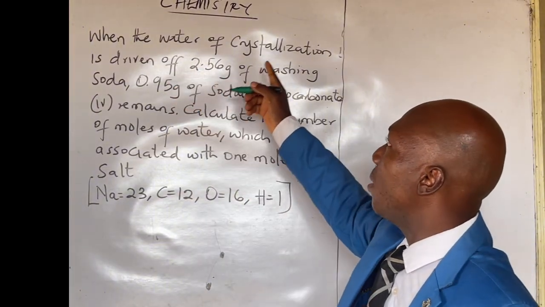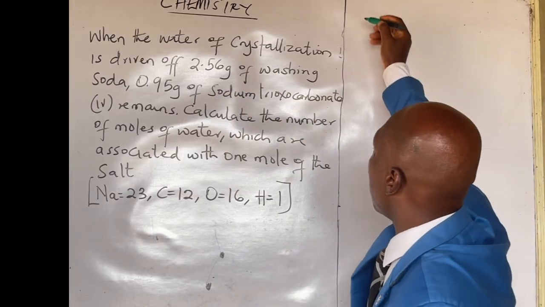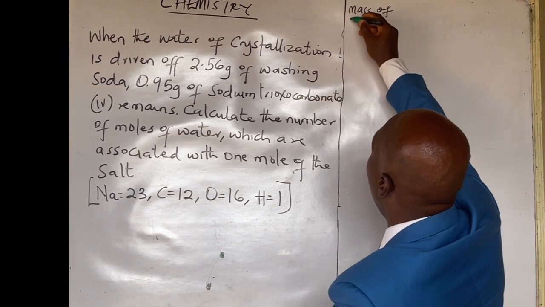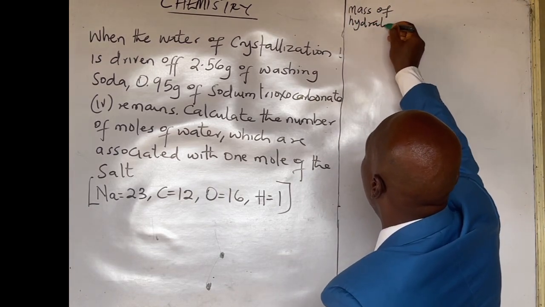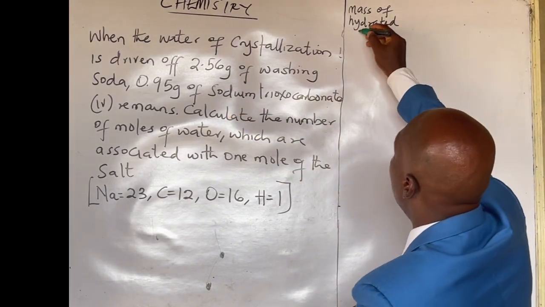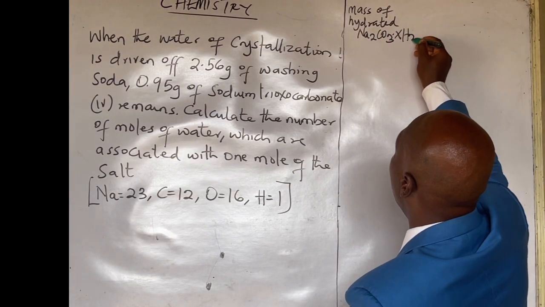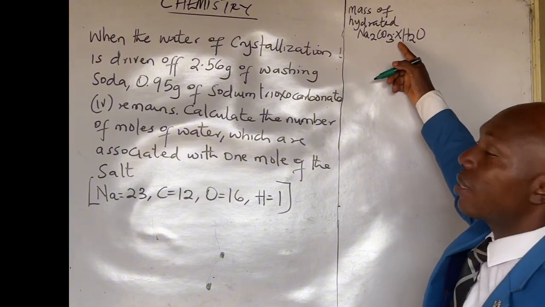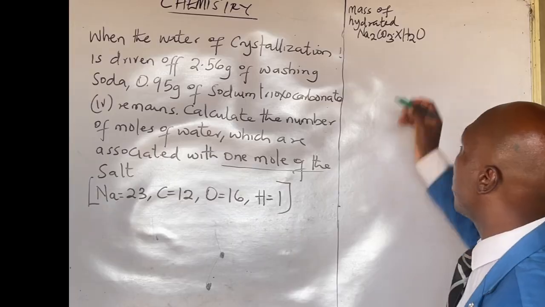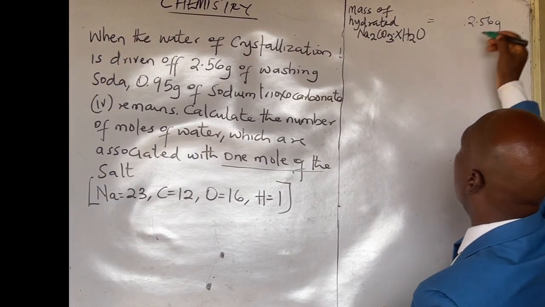When the water of crystallization is driven off, we are given 2.56 gram of washing soda. So we have the mass of the hydrated salt, washing soda, that's 2.56 grams. We don't know the water of crystallization; that's what they asked us to get, the number of moles of water associated with the salt. So we're given the hydrated salt, the mass is 2.56 grams.